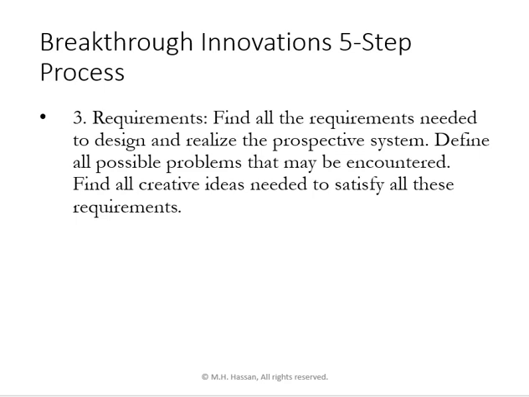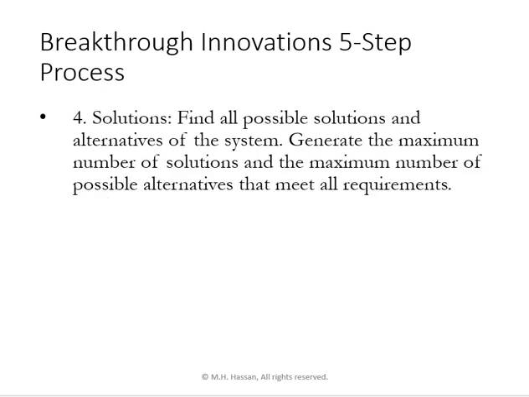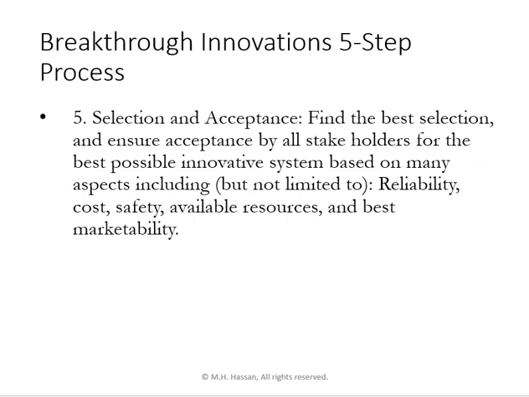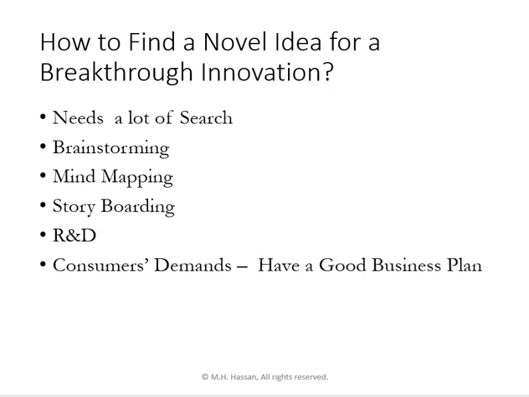Find all the creative ideas needed to satisfy all these requirements. Solutions. Find all possible solutions and alternatives of the system. Generate the maximum number of solutions and the maximum number of possible alternatives that meet all requirements. Then, once you reach the level of having a solution and having requirements, you do selection and acceptance. You need to select the best solution and ensure acceptance by all stakeholders. The best possible innovative system is based on many aspects related to reliability, cost, safety, available resources, and best marketability. So once you have this, you have really achieved a new system.